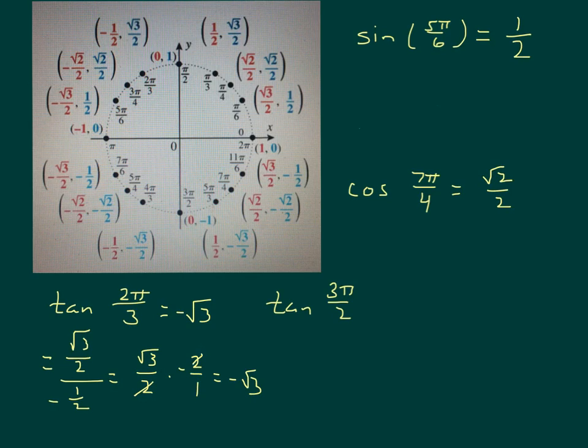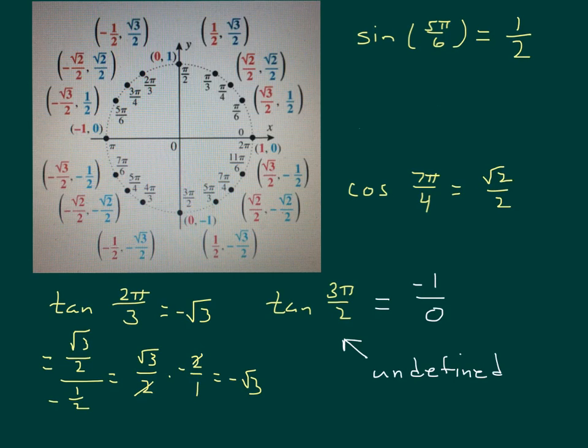Now, the tangent of 3 pi over 2. When I go to 3 pi over 2, which is right down here, the point associated with that is the point 0, negative 1. Tangent again is y over x, so I'm going to get the y-coordinate, negative 1, over 0. We know that division by 0 is not allowed, so in this situation the tangent of 3 pi over 2 is said to be undefined.